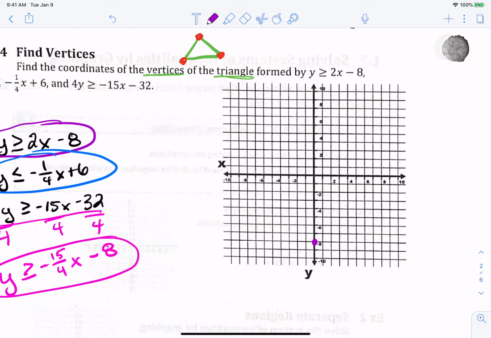Start at negative 8, and then we go up 2 over 1, up 2 over 1, up 2 over 1. Okay, solid line or dotted? Solid. All of these are solid, right? Yeah, all of them are solid.